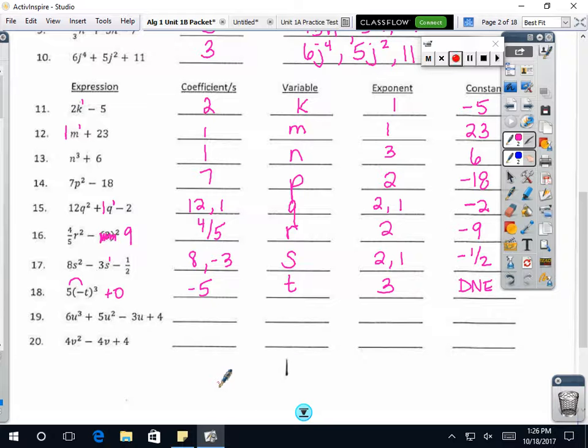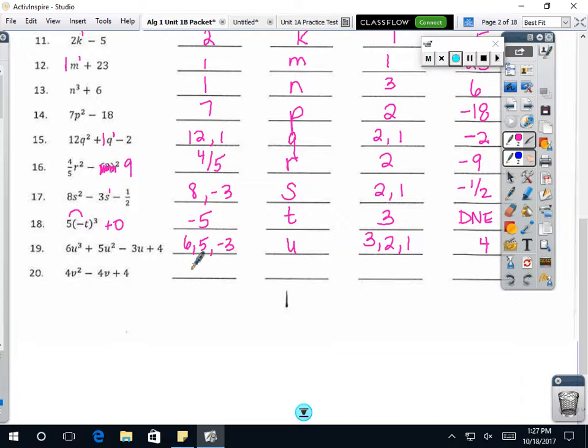Okay, number 19. What's the coefficient or coefficients? Okay, variable, exponent, and constant, 4. And then number 20. What's the coefficient? Variable, exponent, and constant, 4. Okay, are there any questions from this page? Okay, go ahead and flip to the next one.